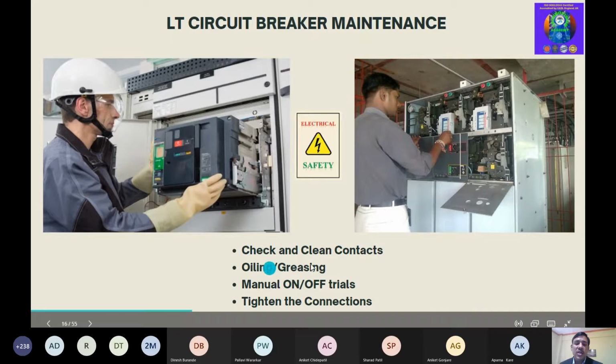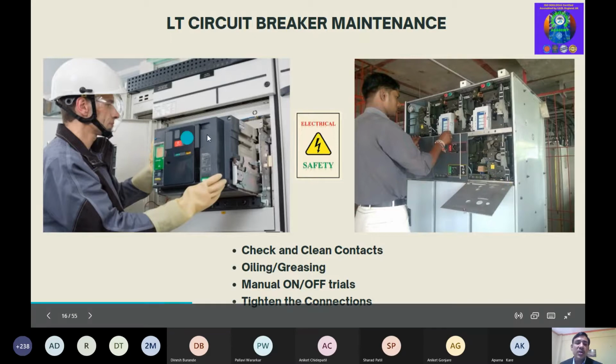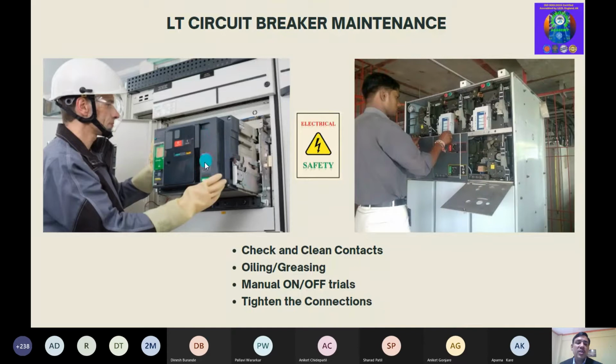So here we have to take the trials of this, whether this closing coil and opening coil are operating, and the spring charging mechanism. Sometimes the motor gets misaligned, or sometimes the screw gets broken, so you have to connect and properly align the motor which is operating the spring. So such types of tightening of connections and all those things you have to do in the LT circuit breakers.